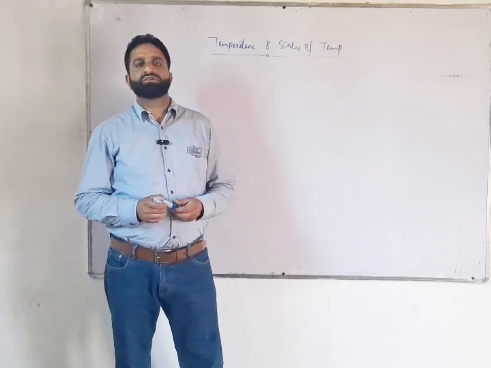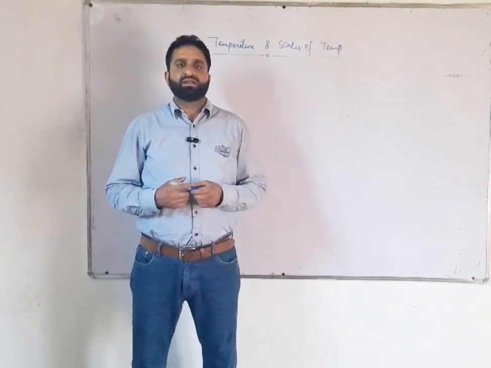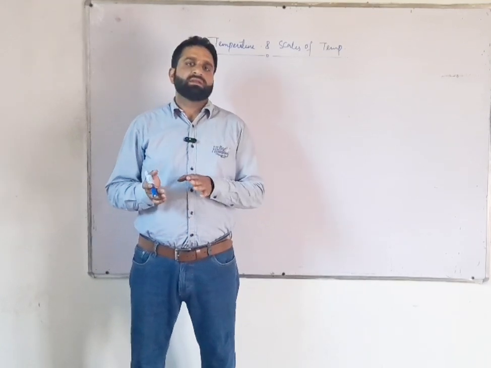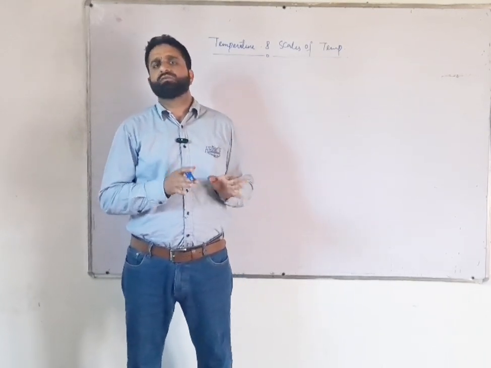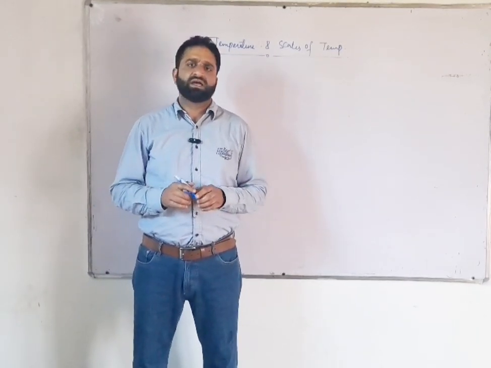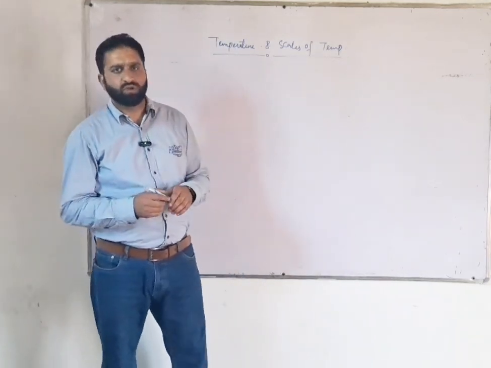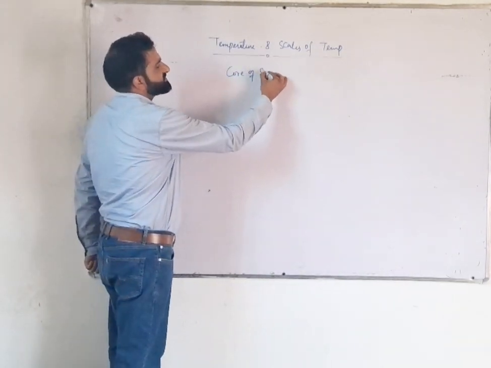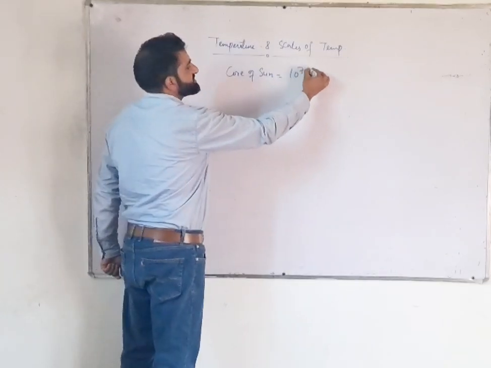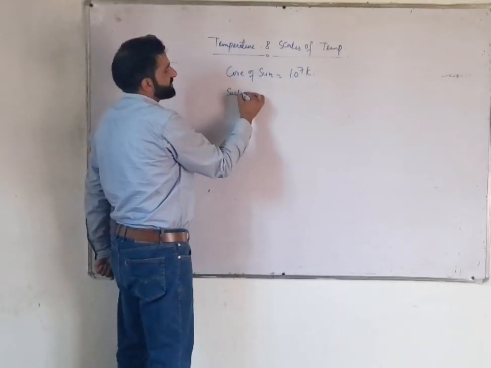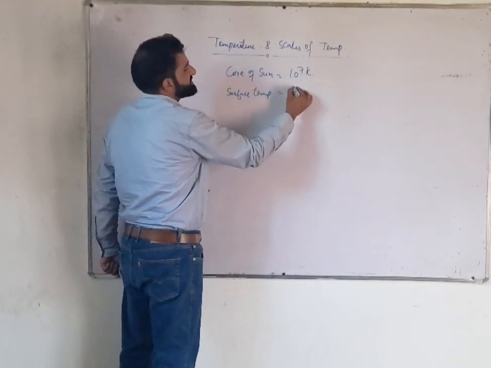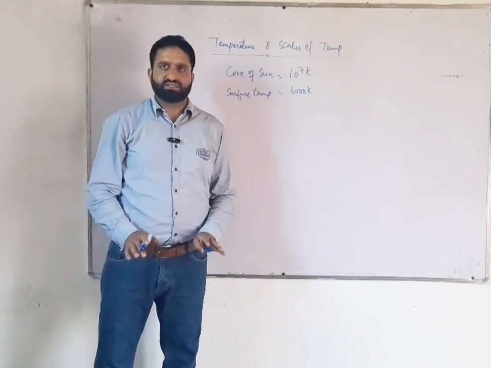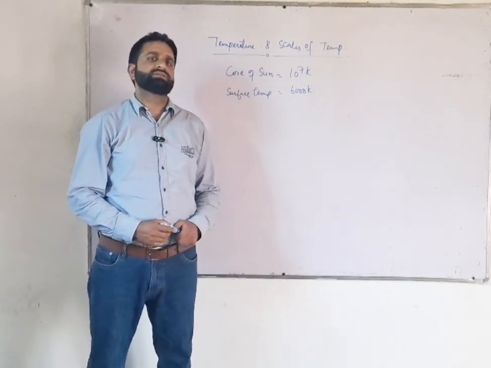Let us discuss the temperature and scales of temperature. Temperature is the degree of hotness or coldness of a substance. When a body is hot, its temperature is more. When a body is cold, its temperature is less. Likewise, if we take the example of the sun, the temperature of the sun's core is 10 raised to the power 7 Kelvin, and the surface temperature of the sun is 6000 Kelvin. So temperature is the degree of hotness or coldness of a substance.